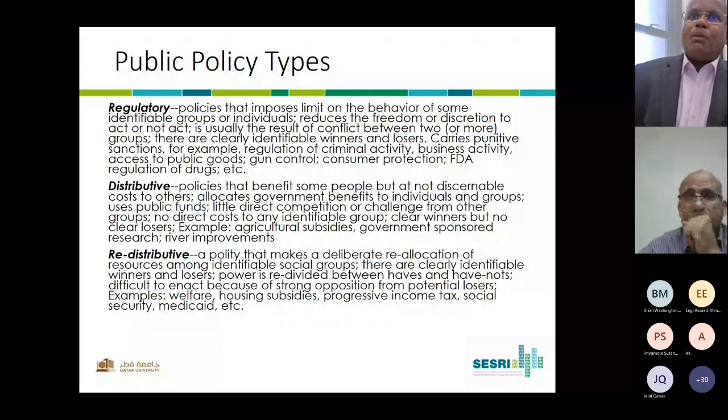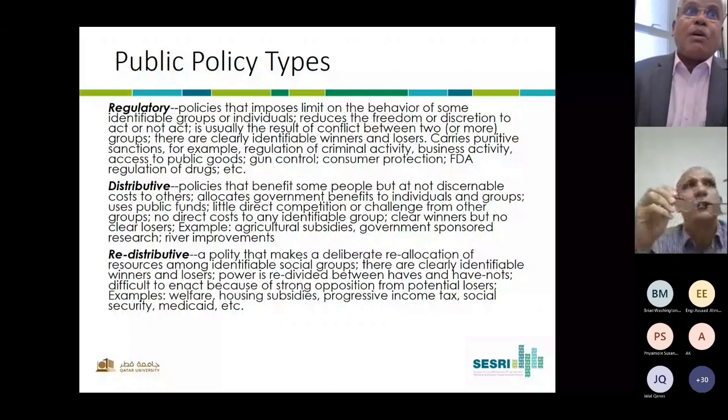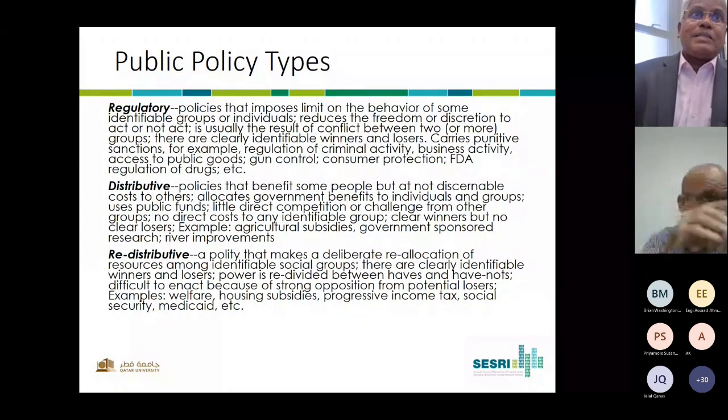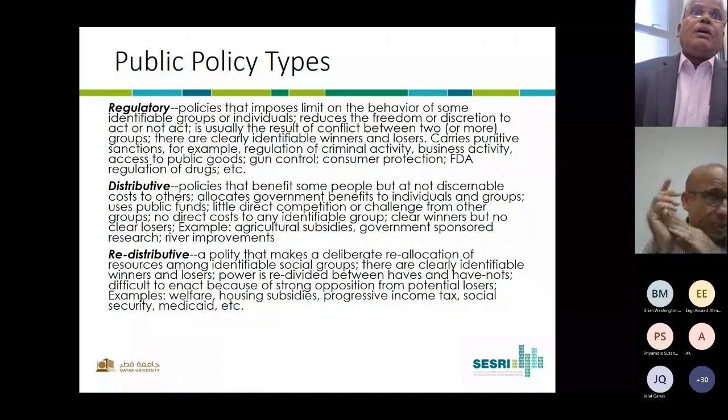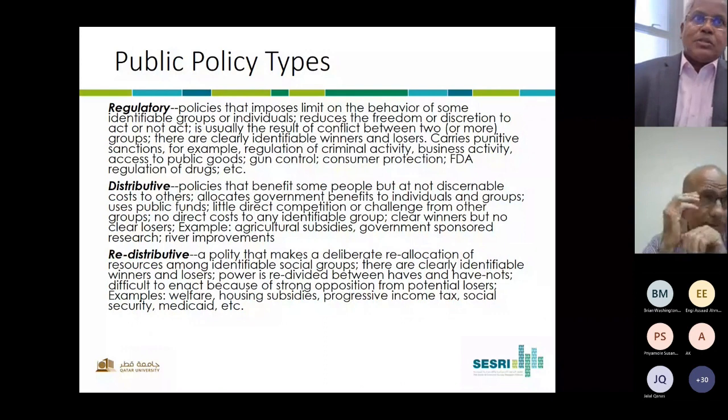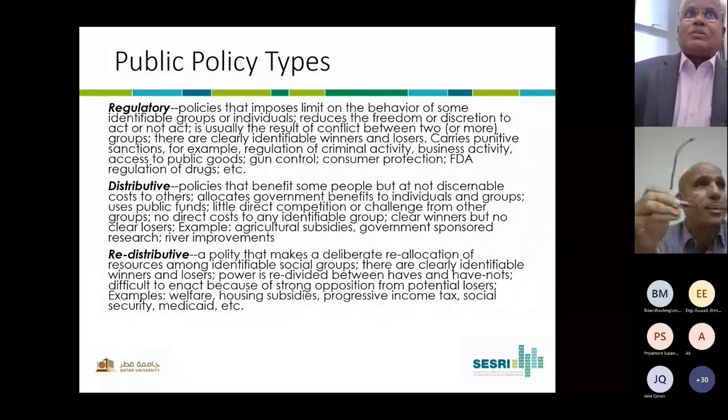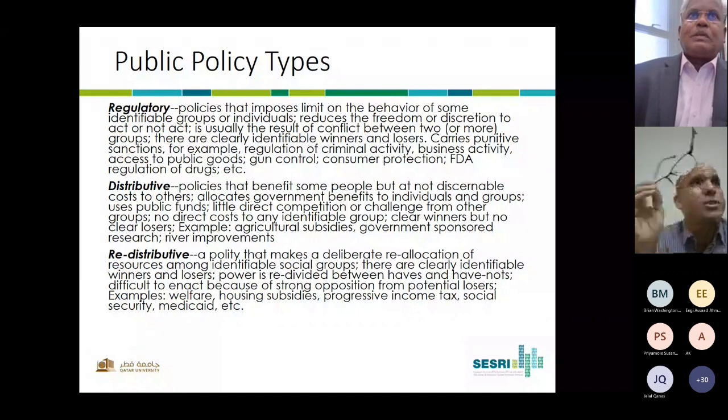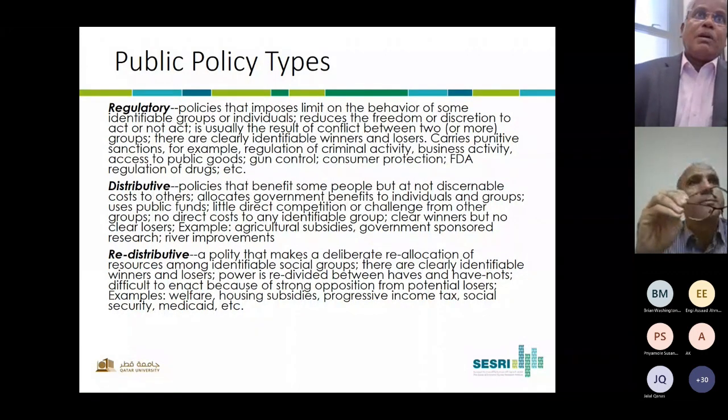It is difficult to enact because of strong opposition from potential losers. If a redistributive policy action is planned, there is always opposition, because other groups may not get the benefit of this policy. Because it alters the status quo, people don't want to change the status quo. Examples include welfare policies, housing subsidies, progressive income tax, social security, medical aid, and many other policies which are largely redistributive. So these are the broad categories of policy types in public policy, in government policy.